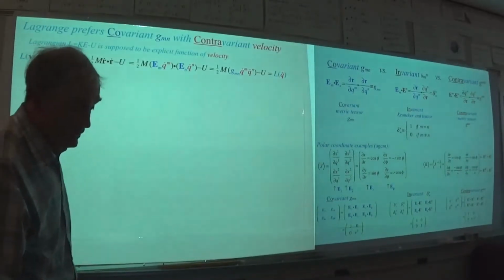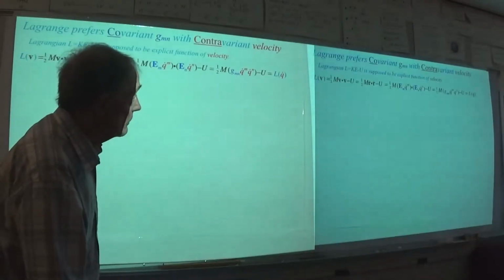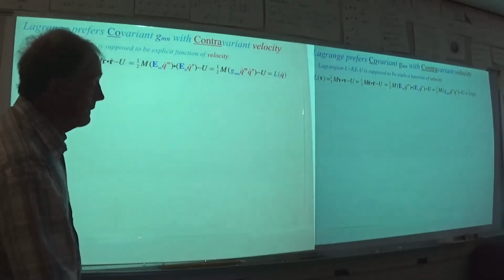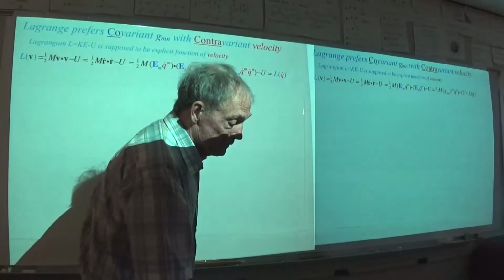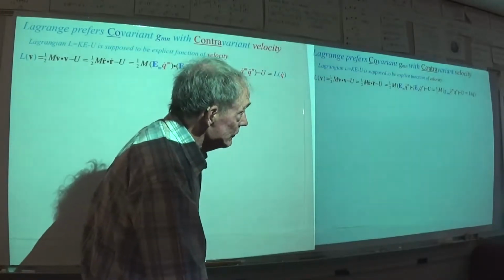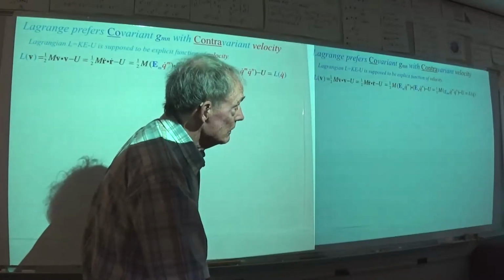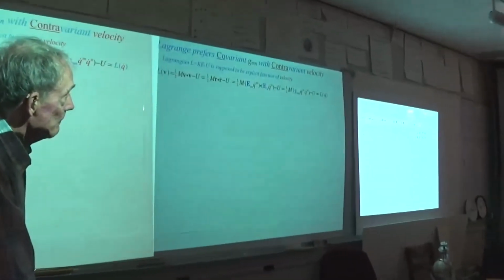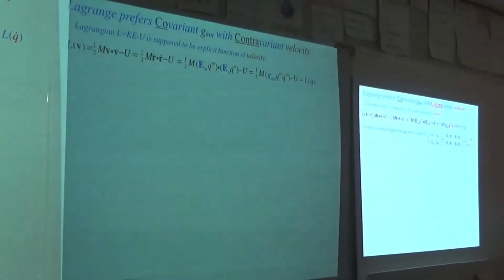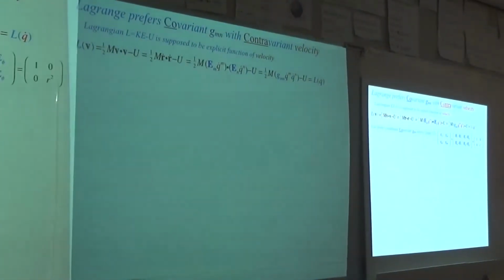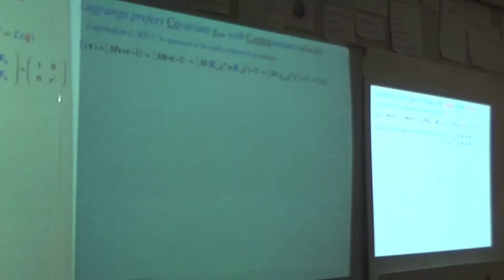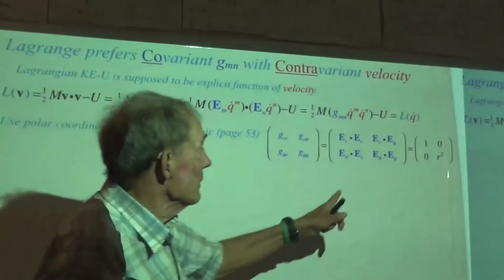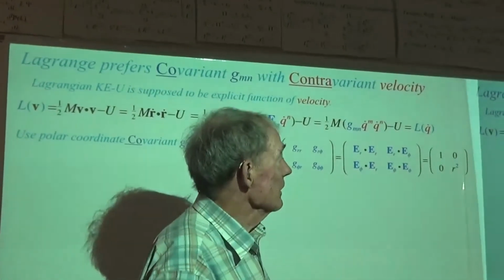So let's look at what happens when you actually use this for something, namely a particle existing in a two-dimensional coordinate system. There's the metric right there. It's just a very simple r squared for the polar angle and a 1 for the other. So this little dot right here gave us an r squared.